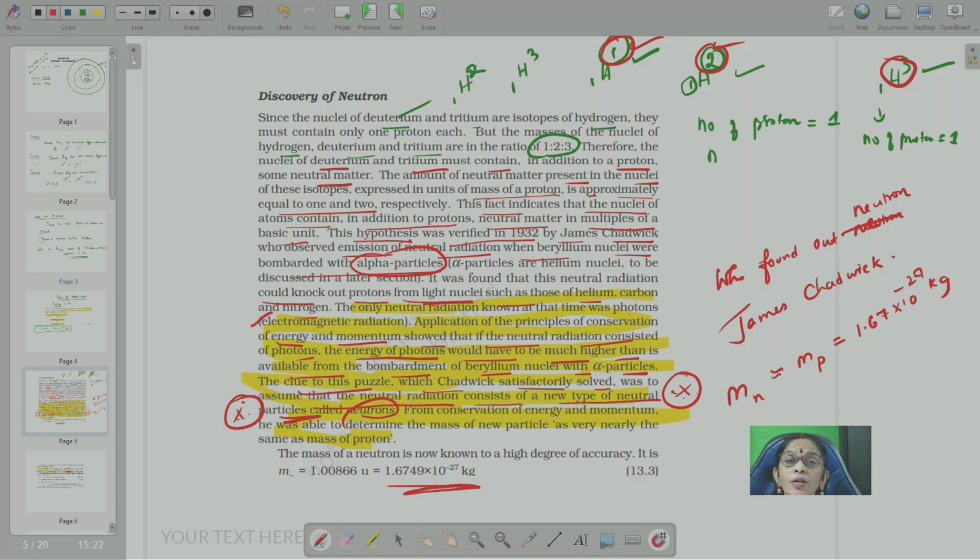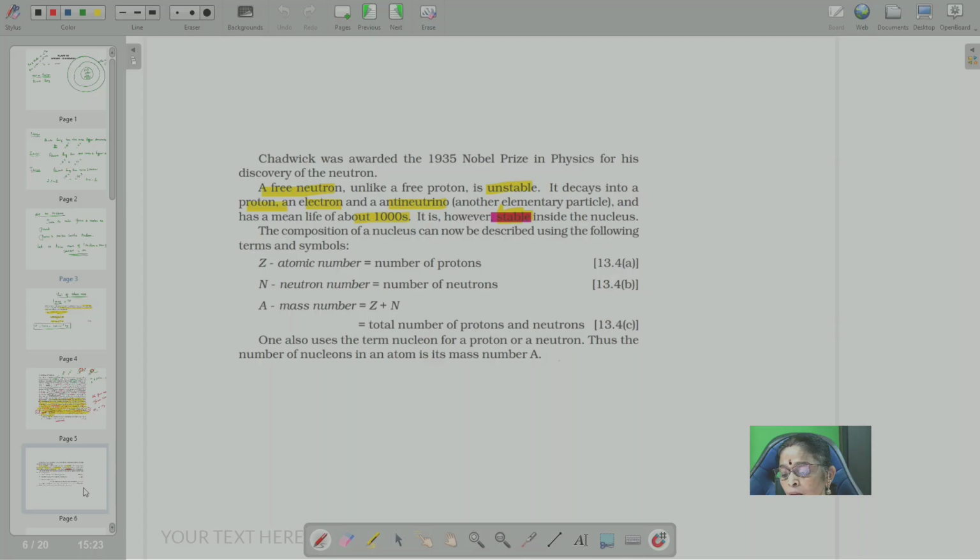So hope you understand, children. So what is the learning outcome of this discovery of neutron? Very simple. The nucleus contains a neutral particle. That neutral particle, earlier called photon energy, James Chadwick proved was violating the law of conservation of energy and momentum. Hence he named this neutral radiation neutrons. That is all, children. Next.